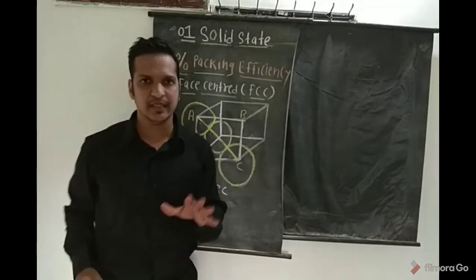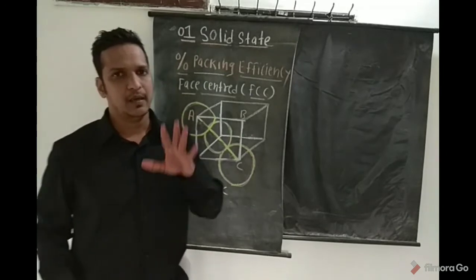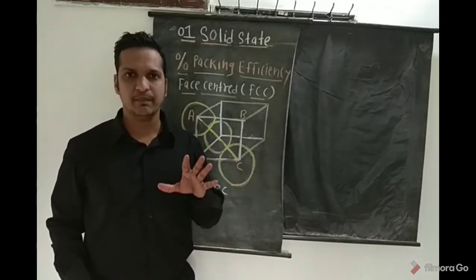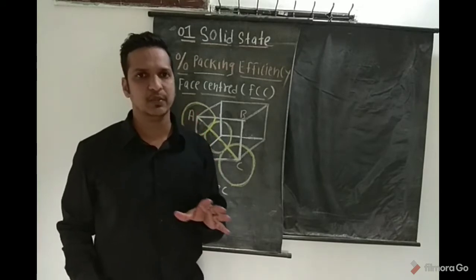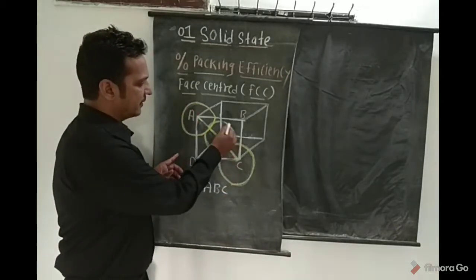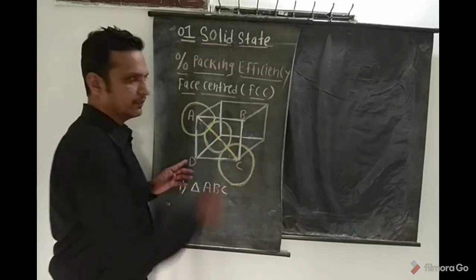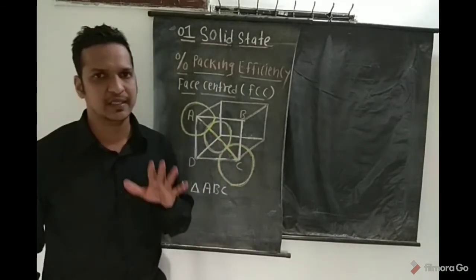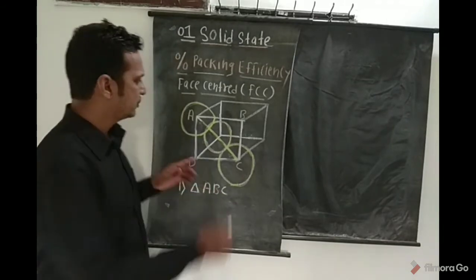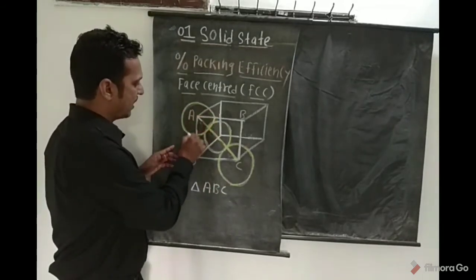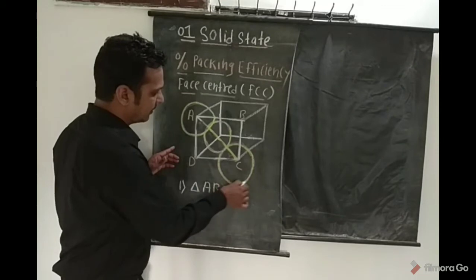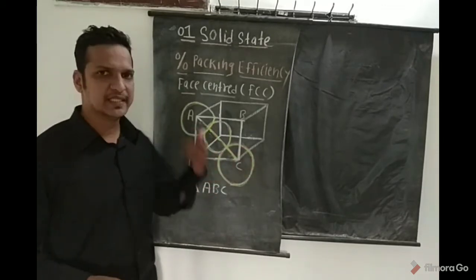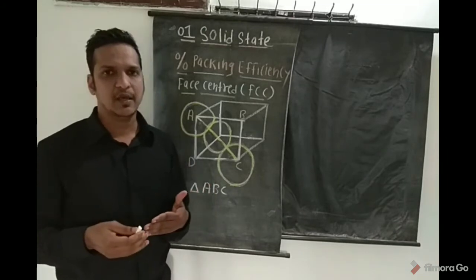Because we know that in case of FCC, the atoms are present at the corner of the cube as well as at the center of the face. So this is the center atom, the atom which is present at the center of the face ABCD, and these two are corner atoms. Now we can see here the face-centered atom touches the corner atom.